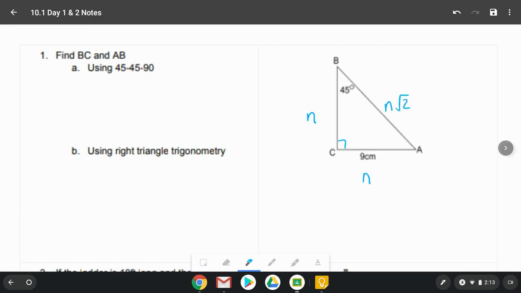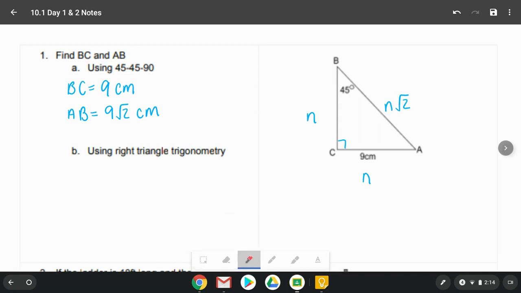So knowing that, if I'm looking for the lengths of BC and AB, well, right away I can say that BC should be 9 centimeters long. And then side AB should be 9 square root 2 centimeters long. And we can leave it like that for this situation.